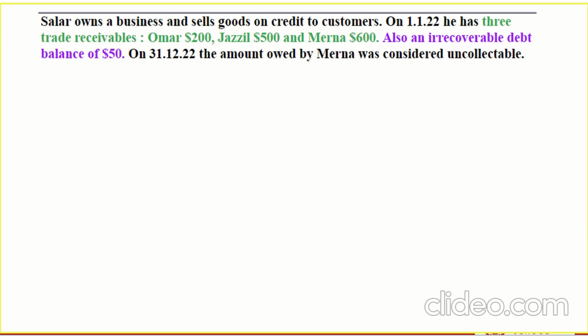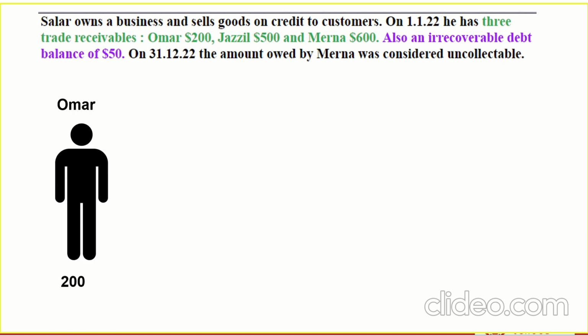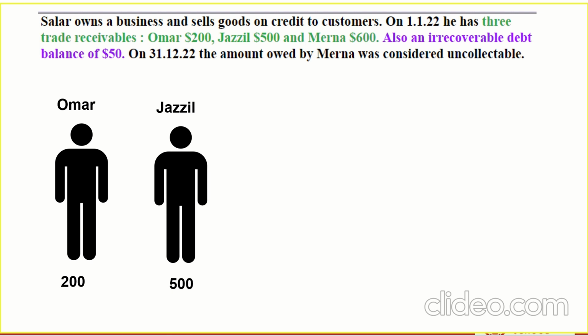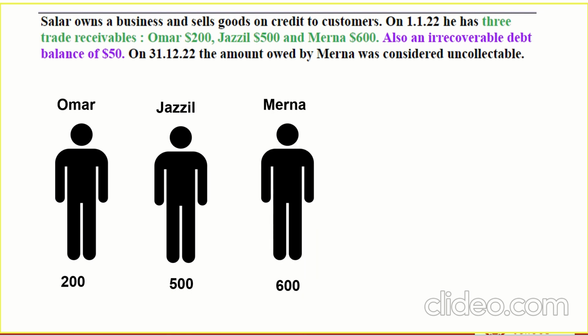On 1st of Jan 2022, he has 3 trade receivables. Omar worth 200, Jasil worth 500 and Myrna worth 600. Therefore, at the beginning of the year, as at 1st of Jan 2022, we can conclude that Salar has a total trade receivable value of 1,300, which we call an opening balance of trade receivables.